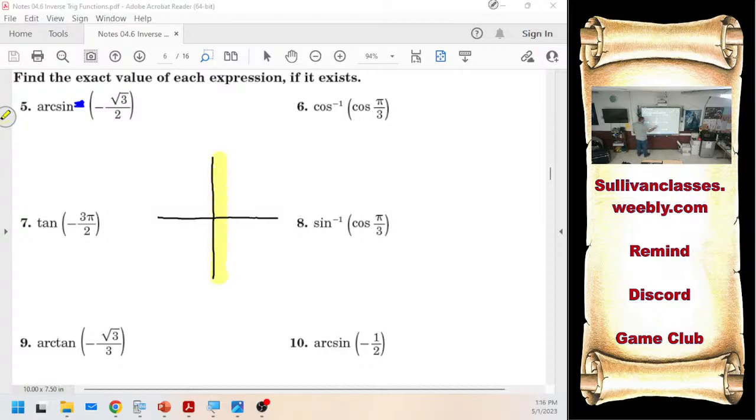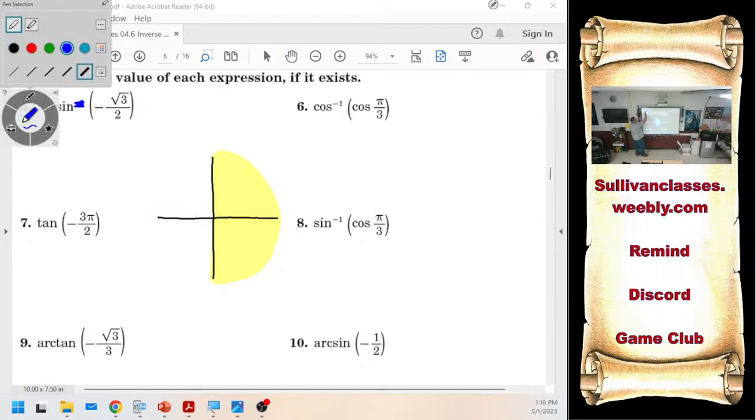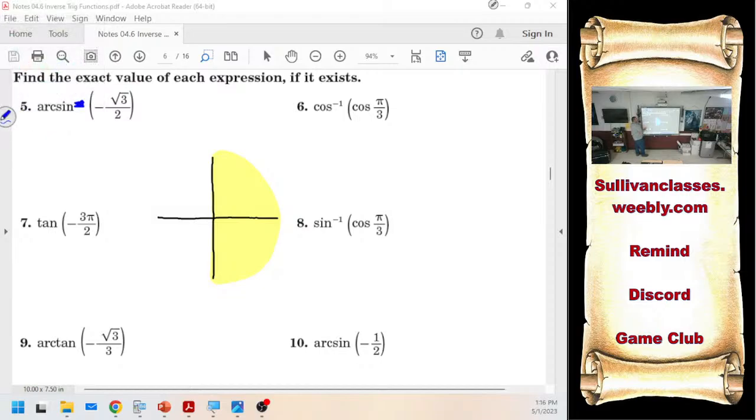Okay, arcsine. Arcsine is in these two quadrants, right? So, arcsine of -√3 over 2, I go down into this quadrant and I look for where I got -√3 over 2 as my sine value. I can't say 11 pi over 6, so I have to say -pi over 6.